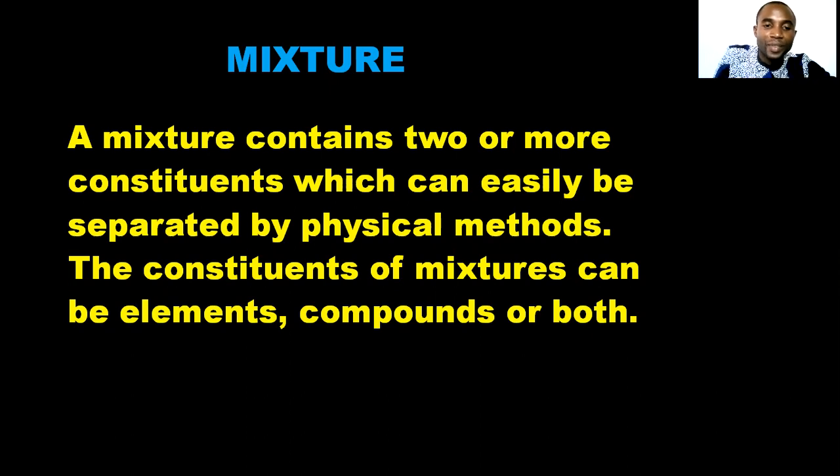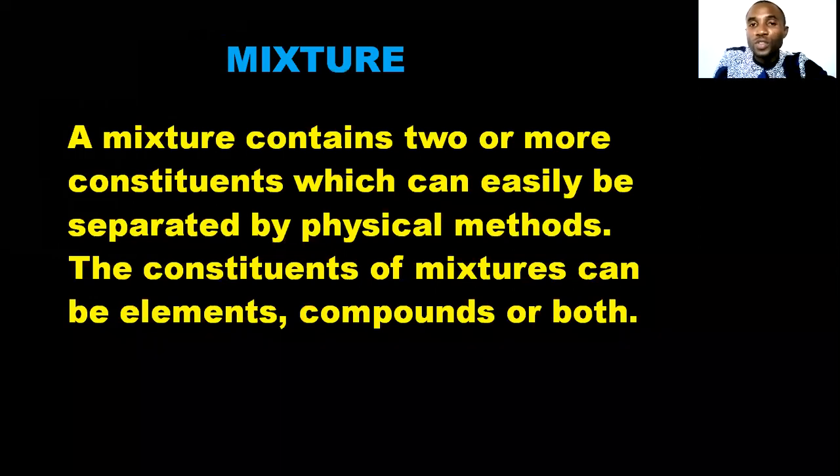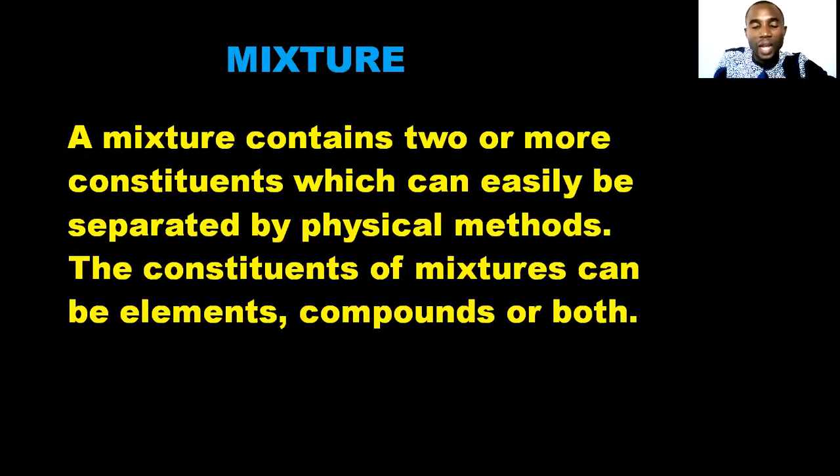And the constituents of a mixture can be elements, it can be compounds, or it could be both. All right, so that is the thing you need to note about it. But a compound is a combination of 2 or more elements joined together by chemical means and cannot be separated by physical means.